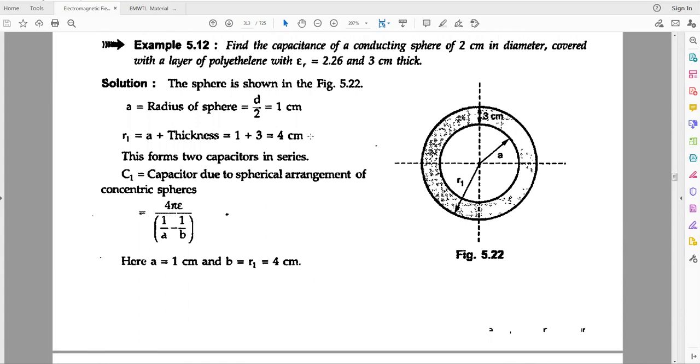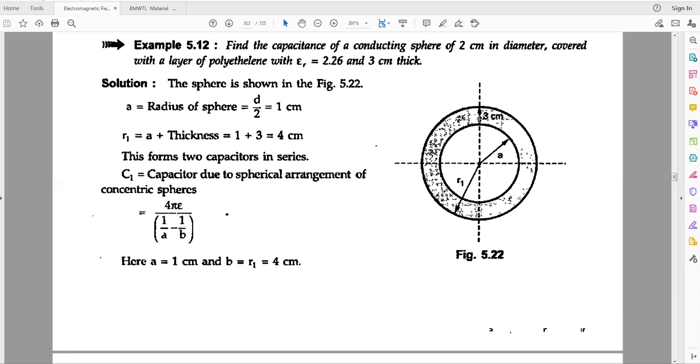This is another one in terms of capacitance. In the magnetic field there is inductance, and in the electric field you relate it to capacitance. So find the capacitance of a conducting sphere of 2 centimeters in diameter, covered with a layer of polyethylene with epsilon r equal to 2.26 and 3 centimeters thick. Epsilon r is given as 2.26, and 3 centimeters thick is there.